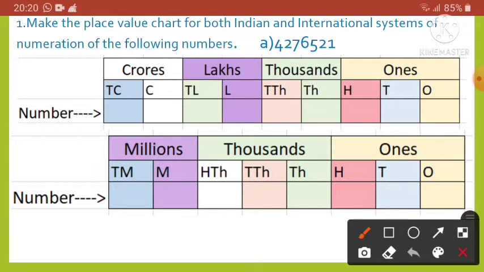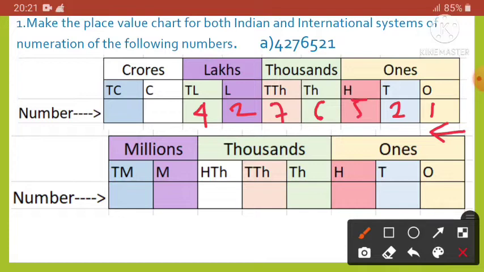So we have to start from this. At first we have to make the chart, both of the charts, using a pencil, and then you have to write the numbers in the particular order, in the particular place. So the first number is 4276521. The first digit is 1, we have to start from this end. So at first it is 1, then 2, 5, 6, 7, 2, 4. Okay, so 4 will be under TL.